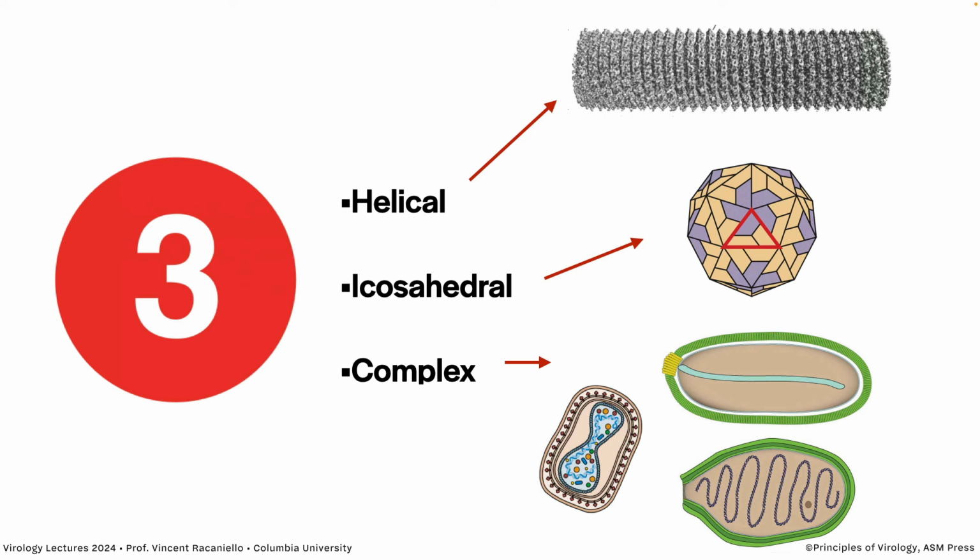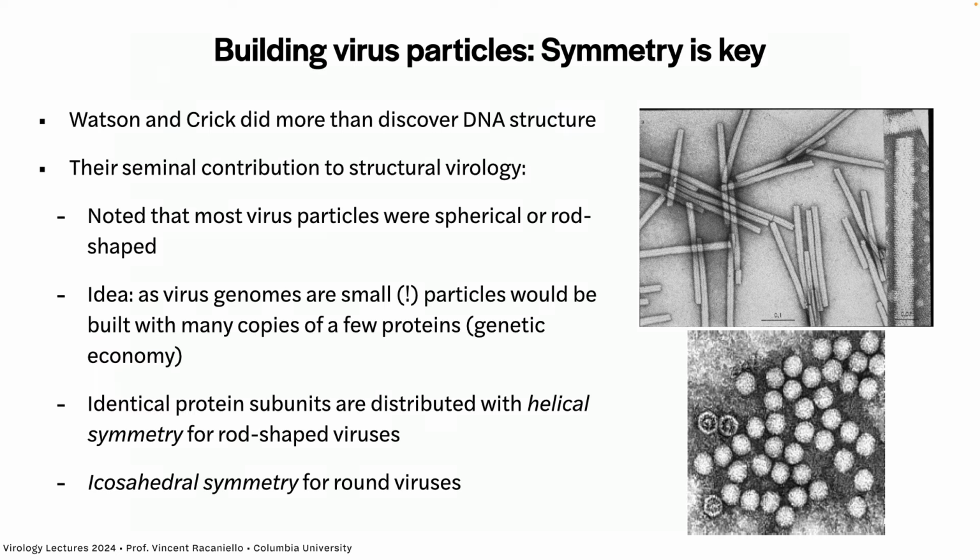Helical, icosahedral, and complex. Complex just means we have no clue how this is built. It's just really big and really complicated. Now, it turns out that Watson and Crick made a big contribution to not only DNA structure, of course, they solved the structure in 1953, but they also made an important contribution to our understanding of the structure of viruses.